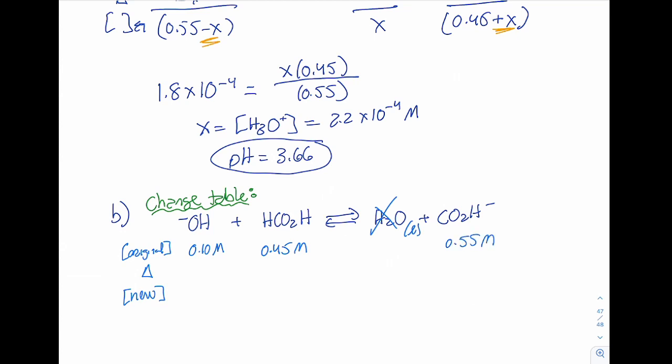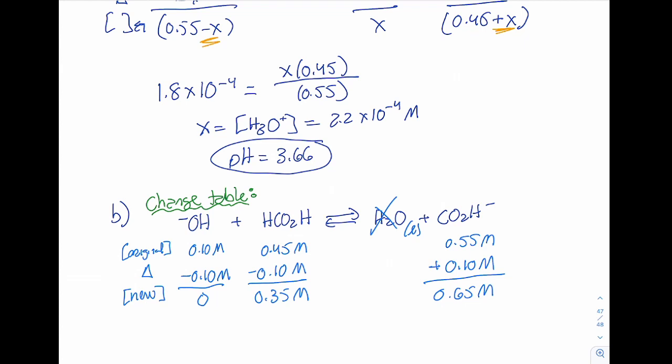And then again, the change, this is a limiting reactant deal. I'm going to look at both of my reactants. I'm going to take the number that's smaller. I'm going to subtract it from both of them. I'm going to add it to the product side. So 0.10 is smaller than 0.45. So that's the one I'm going to subtract from both sides. And then I'm going to add it to the other side. And then we're going to do that math. So all of my base has been neutralized, right? I don't have any of it left. I have 0.35 molar formic acid, and I have 0.65 molar formate ions.